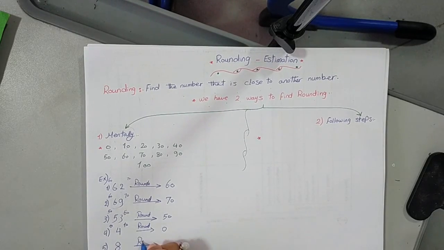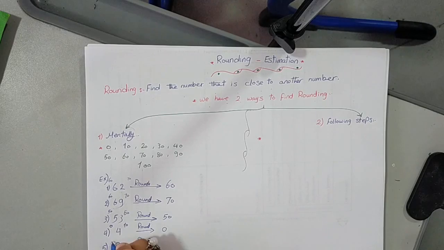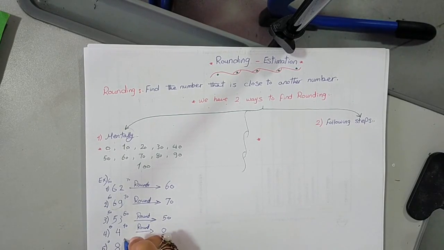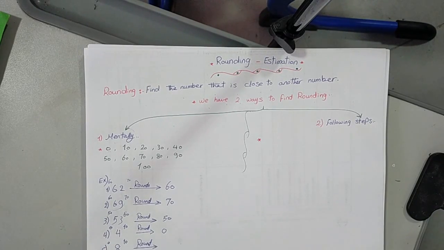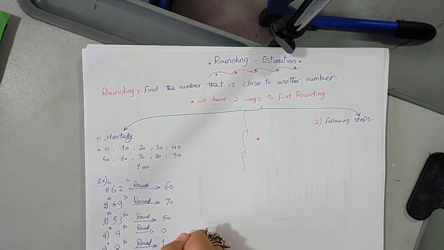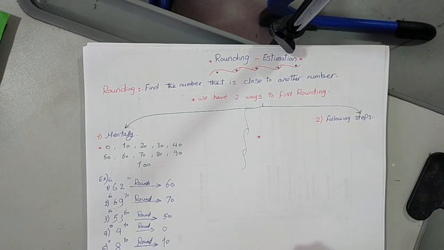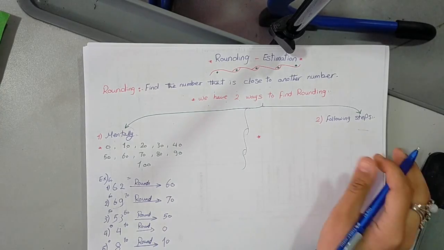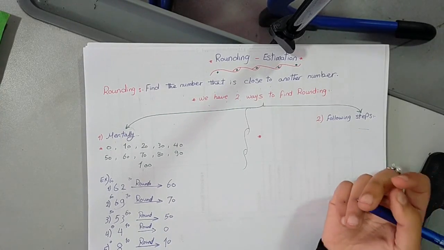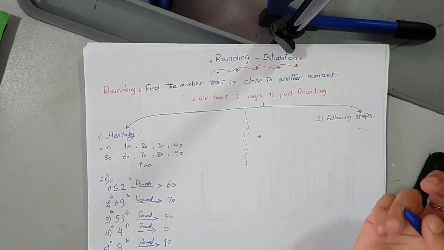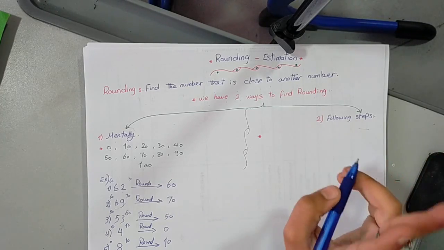What is the round of 8? Round between 0 and 10. 8 is nearest to 0 or 10? Yes, 10. This is by mental, by using my mind. Okay? By steps, following steps, I must write two steps.